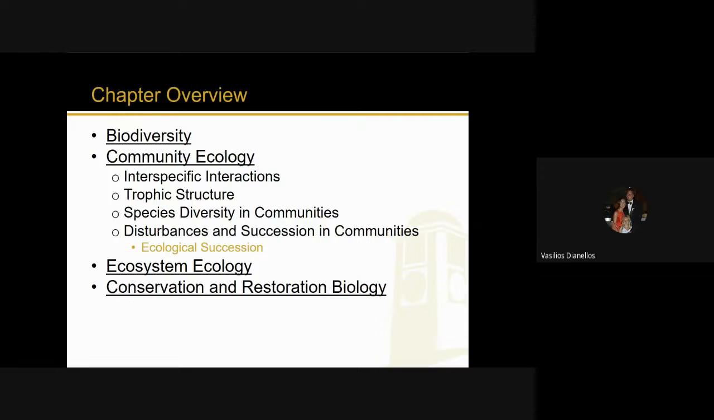So let's talk about what happens after a disturbance. And that would be ecological succession. And you might be familiar with the word succession outside of the context of biology. Yes. Like what do you think of when you think of succession outside of biology? To leave and not be a part of. Right.